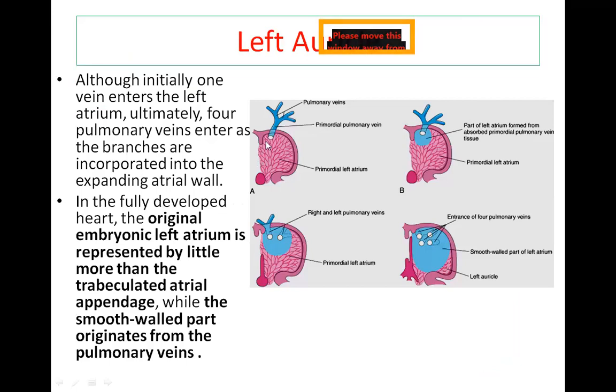Now, how is the left auricle being formed? The atrium is the smooth walled part which is formed by the incorporation of the pulmonary veins. So, although initially one vein enters the left atrium, ultimately four pulmonary veins will enter as branches and are incorporated into the expanded left atrial wall. Now, in the fully developed heart, the original embryonic left atrium is represented by little more than the trabeculated atrial appendage, while the smooth-walled part originates from the pulmonary veins.